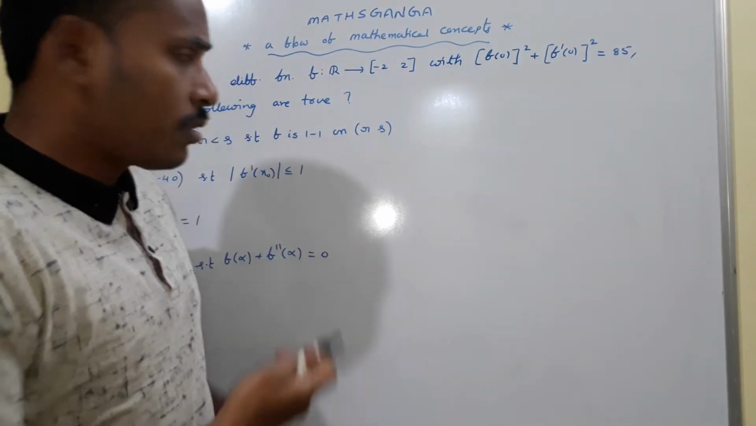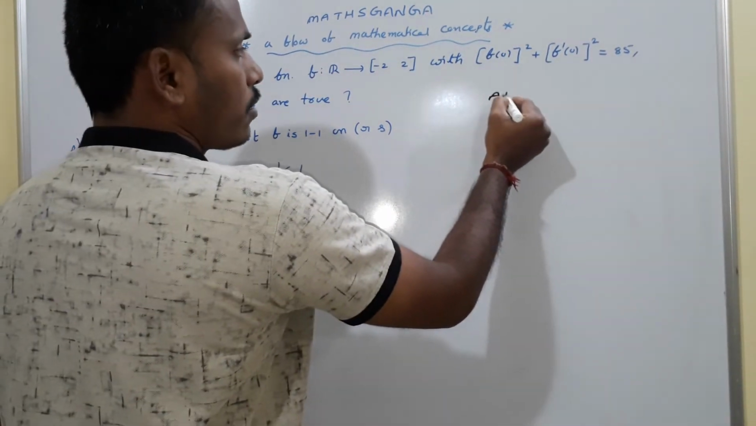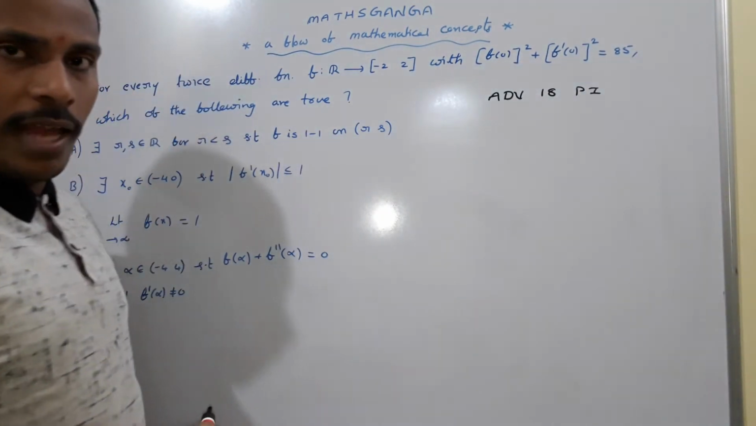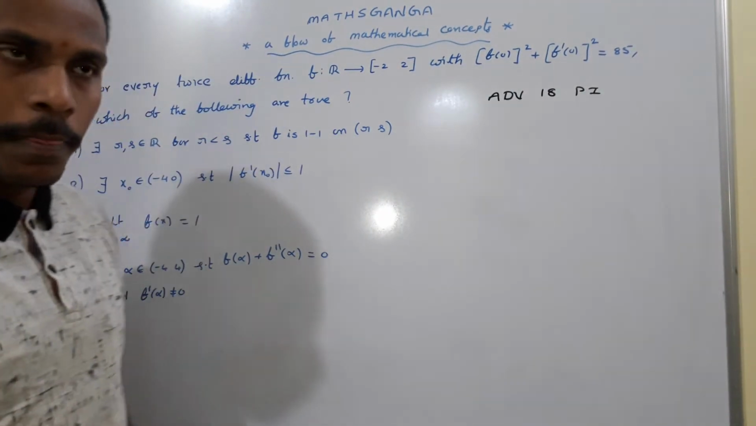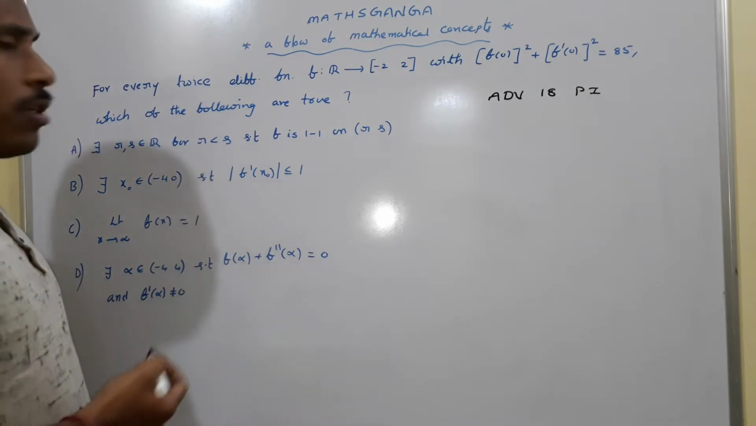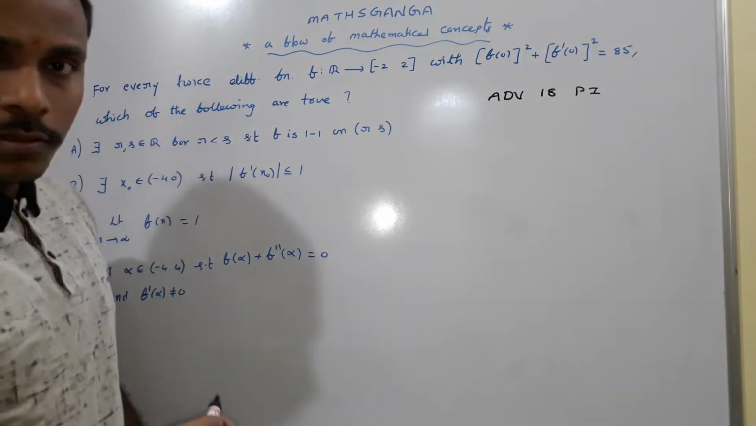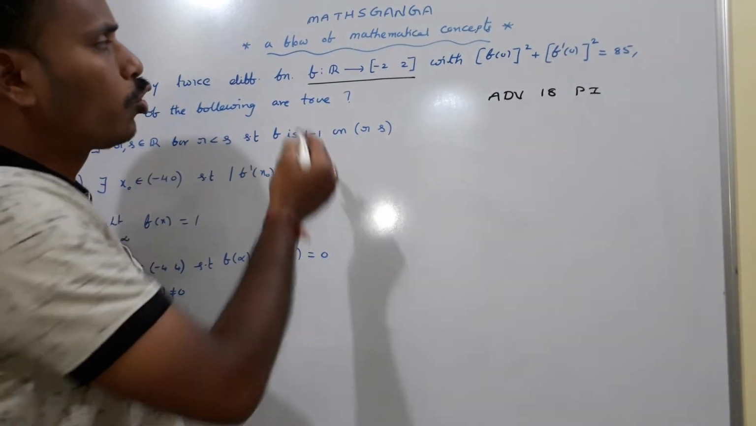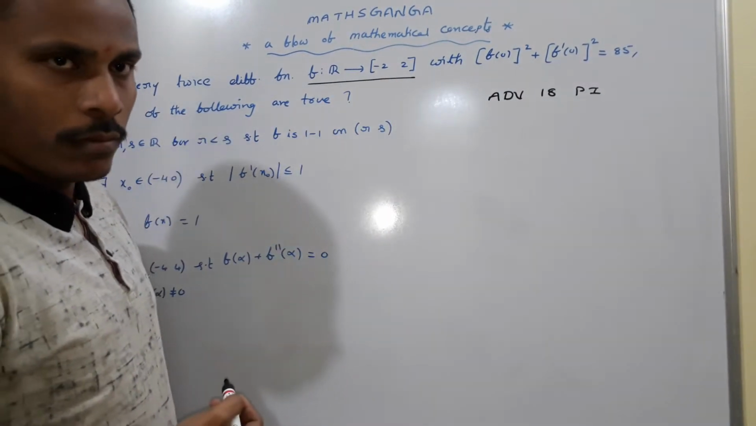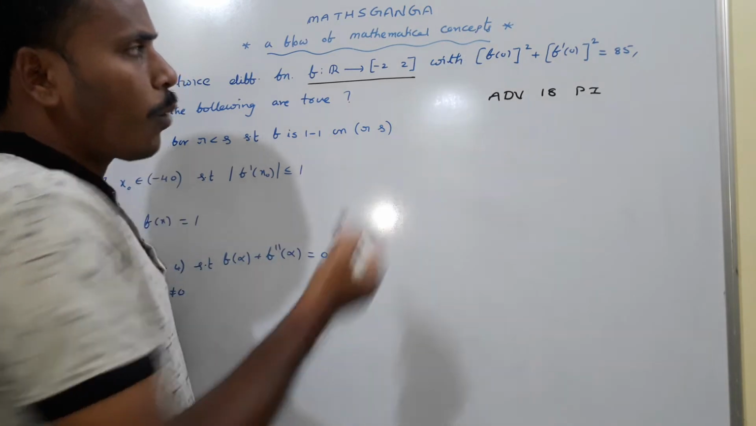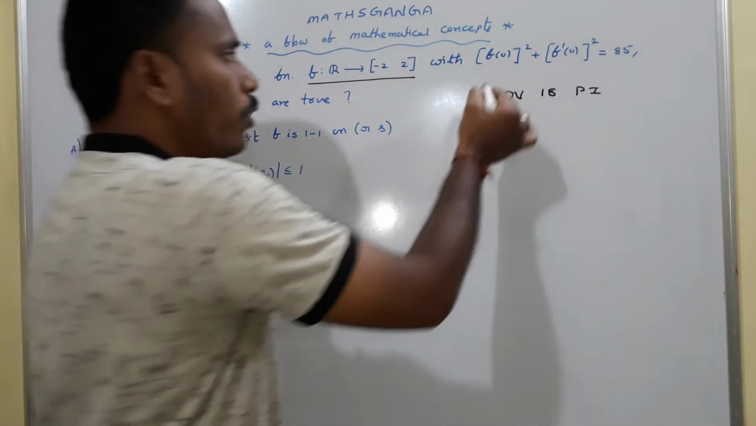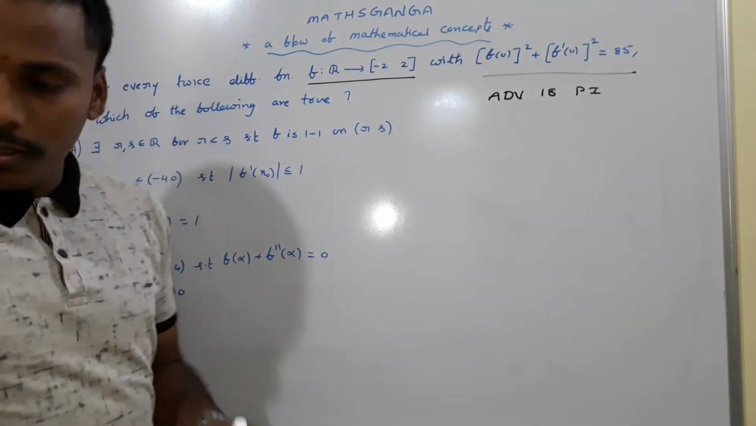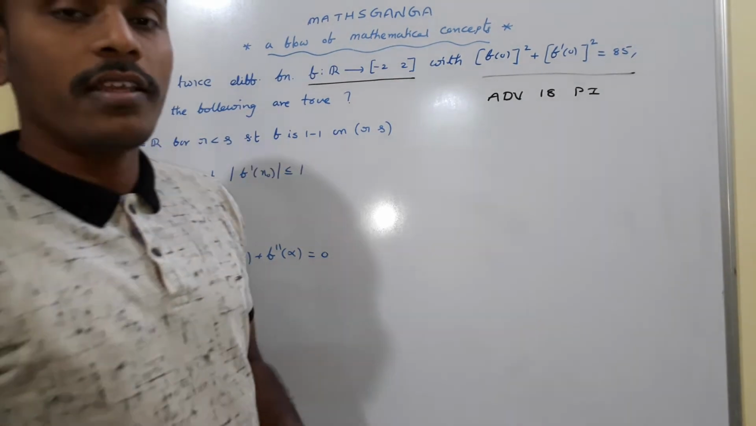This is another question from Advanced 2018, Paper 1, as an application of differentiation. See the question: for every twice differentiable function f from R to [-2, 2], with f(0)^2 + f'(0)^2 = 85. So there are two conditions on function f.